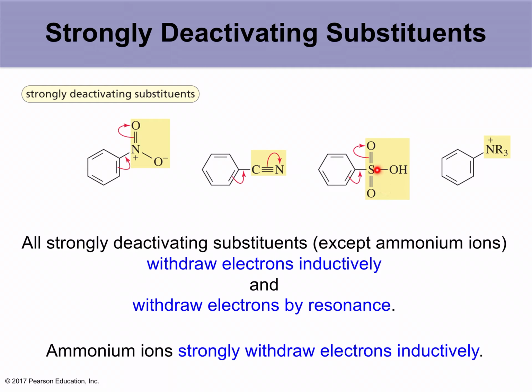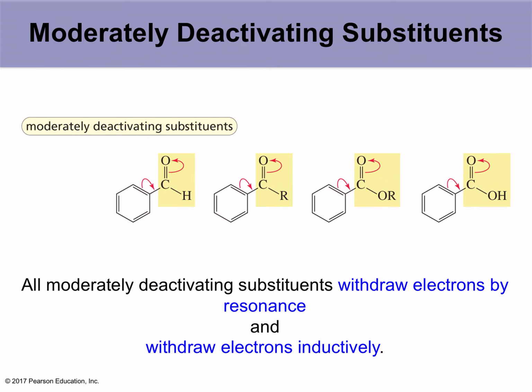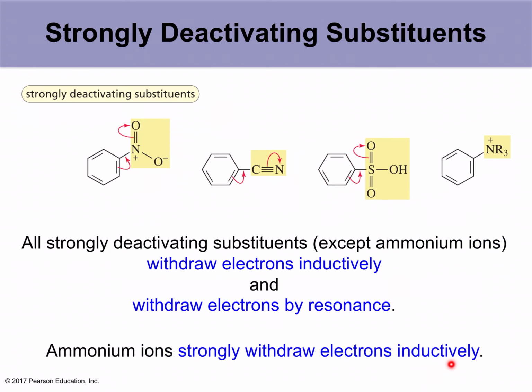Sulfonyl group. You see, these can participate in resonance with the two double bonds. And then protonated amine groups, nitrogen. They all are strongly deactivating substituents. All strongly deactivating substituents except ammonium ions withdraw electrons inductively and withdraw electrons by resonance. Okay. The ammonium ion cannot have any resonance, but it withdraws electrons through the inductive effect.